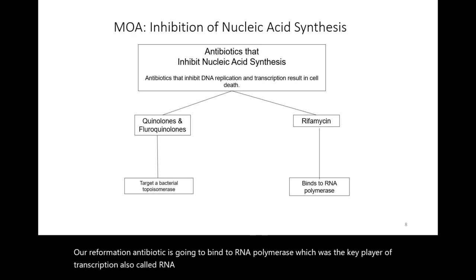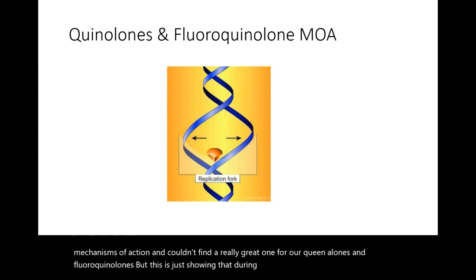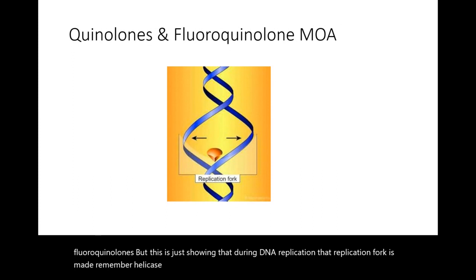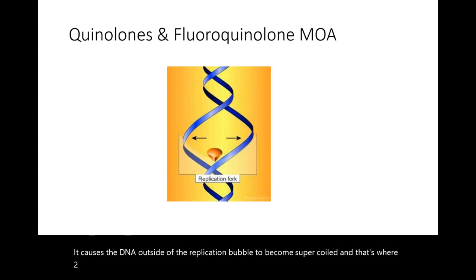So let's look at pictures that represent these mechanisms of action. And I couldn't find a really great one for our quinolones and fluoroquinolones, but this is just showing that during DNA replication, that replication fork is made. Remember, helicase separates those strands. And by separating the strands, it causes the DNA outside of the replication bubble to become supercoiled. And that's where topoisomerase normally relieves it. And again, these drugs prevent topoisomerase from doing its job, and so that can lead to breaks in the DNA.